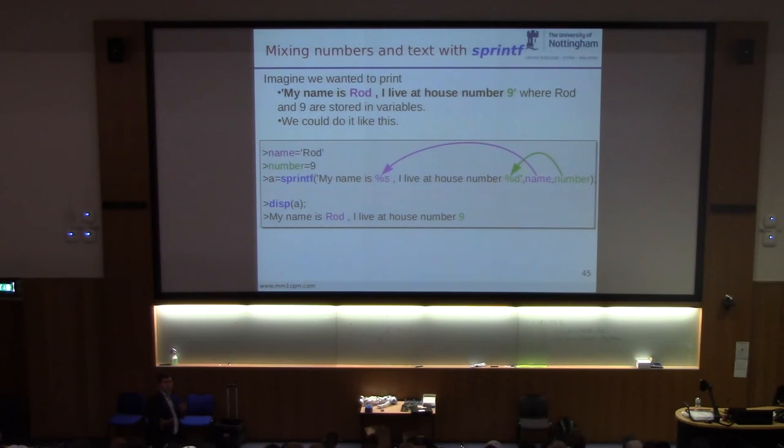Now we can mix variables that contain numbers and text with the sprintf command. So for example, we can go name equals Rod, so that's the string, number equals 9, then we can go sprintf, my name is %s, name, I live at house number %d, number. So the result will be, my name is Rod, I live at number 9. And what you can see here, which is very useful, is we're storing the output of sprintf in another variable. So it's a way to build big variables of text with very complex inputs and format it exactly how you'd want. And then we use the disp command to display A. Any questions about that?